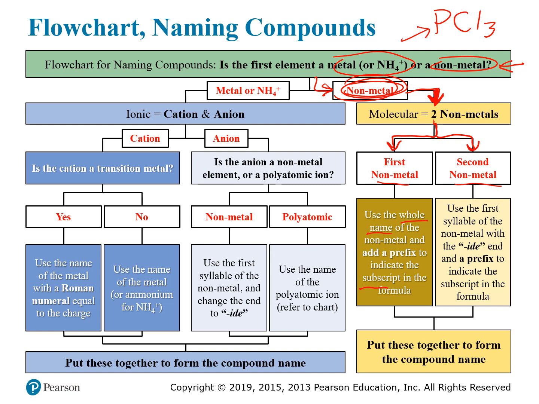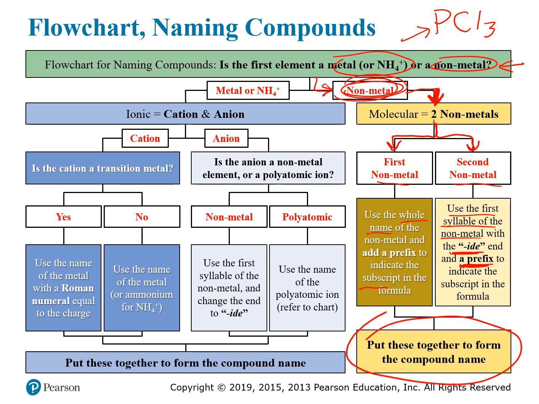For chlorine, Cl3, we use the first syllable of the nonmetal, which is chlor, and end it with ide, so it becomes chloride. You should be familiar with this from the ionic names. So chloride does get a prefix. Cl3 means there are 3 of these chlorine atoms, and so we need a prefix that means 3, and the prefix that means 3 is tri. So chloride becomes trichloride.